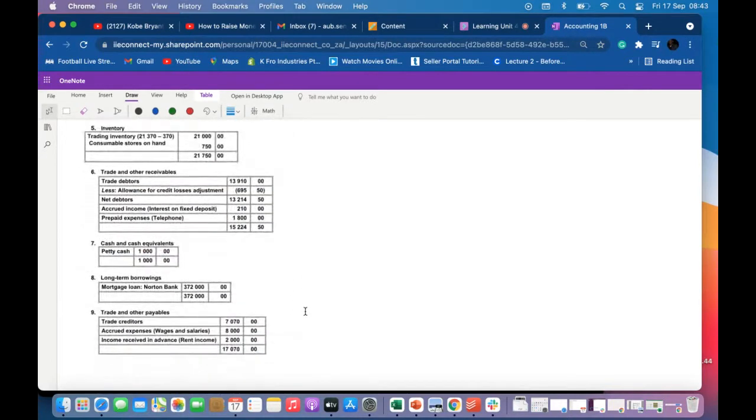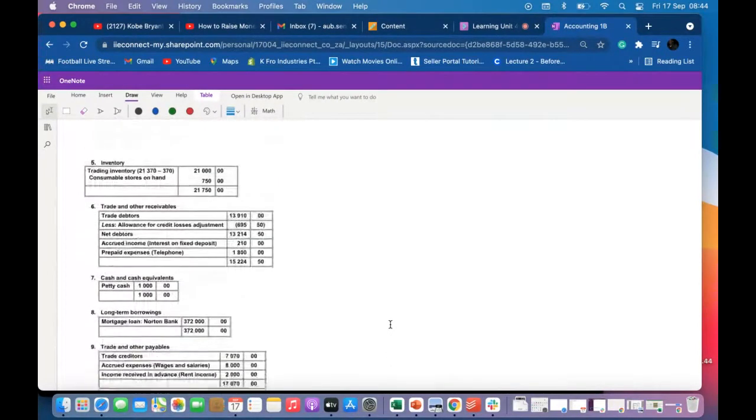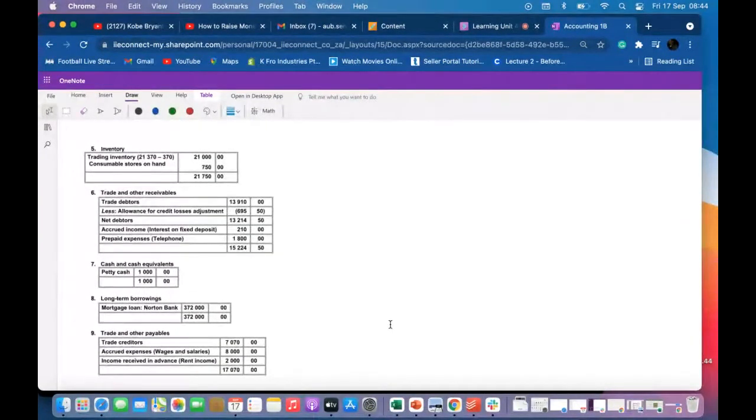Also, in terms of structures, this is the bit that one needs to really put some effort and time into. Sometimes they can ask you a question on trade and other receivables, the structure of this alone. So be familiar with your notes. Trade and other receivables, trade and other payables. Make sure you know your structures there. Sometimes that can be a question in and of itself.